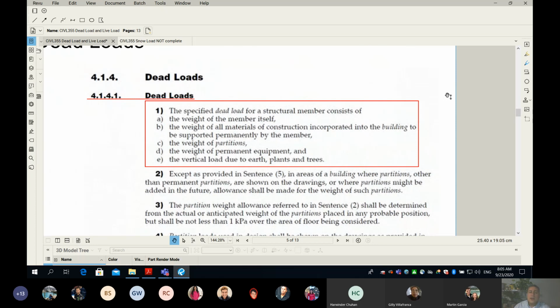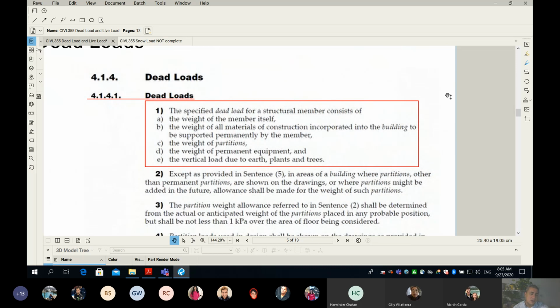Number B, the weight of all materials of construction that will go into the building and be supported permanently by the member. When we say that, we're referring to, for example, a layer of insulation, a membrane, a ballast or some stones, or flooring material. All those things are not the self weight of the member. However, they will be permanently supported by the member.